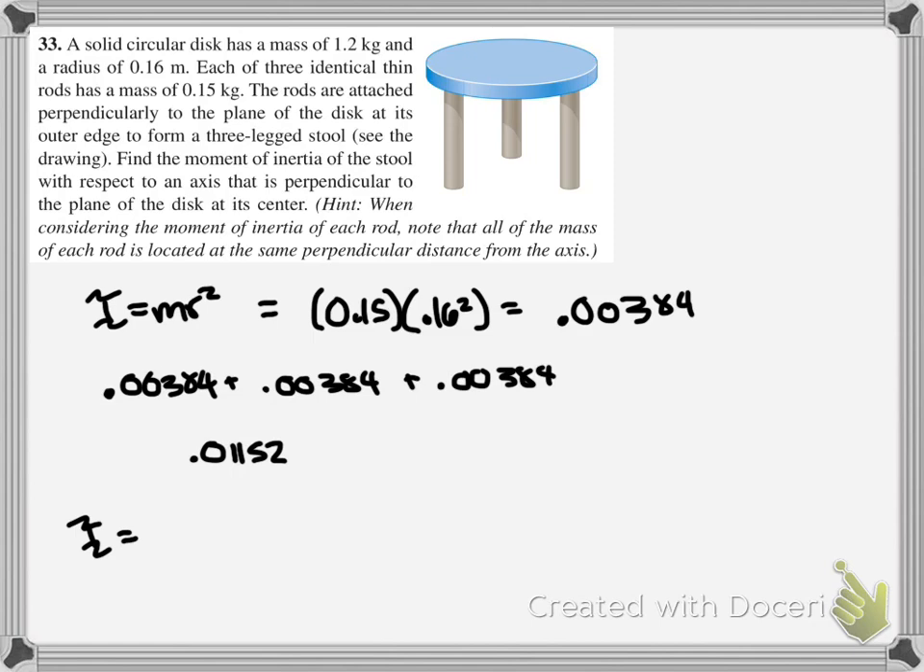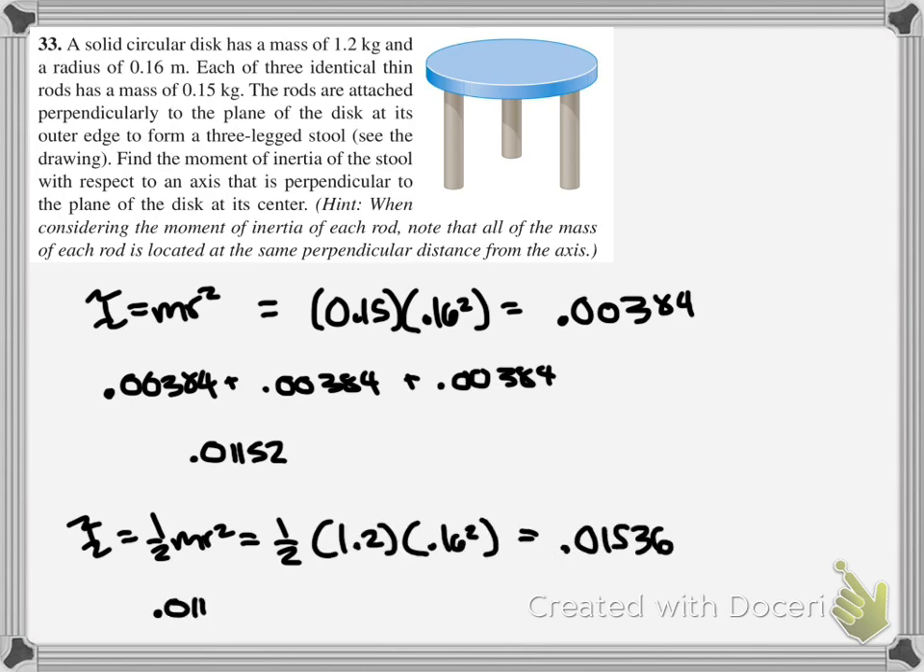Okay, now to find the inertia for the disc, we have to use the equation sheet that Burgos gives us. So we know that it's a solid circular disc because that's what the problem tells us. The inertia for a solid cylinder or a disc is half of mr squared, which in this case is half of 1.2 kilograms times 0.16 squared.